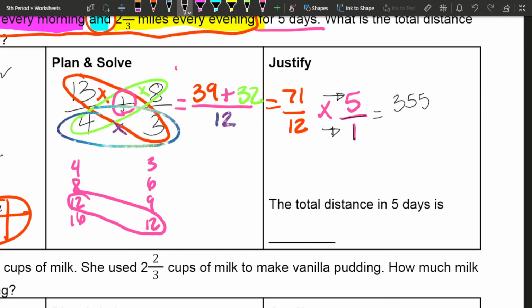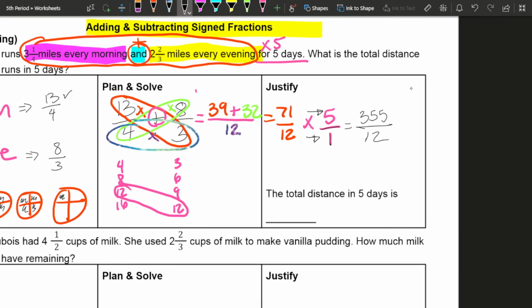The bottom is 12, right? How did I get 355? 71 times 5. 1 times 5 is 5. 5 times 7 is 35. There you go. I just did it in my head.